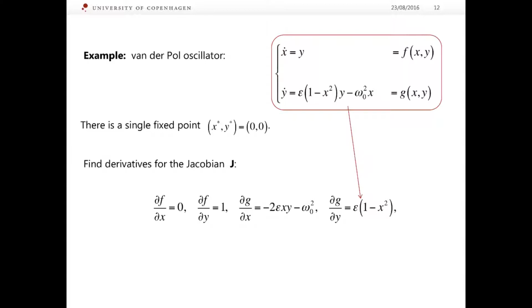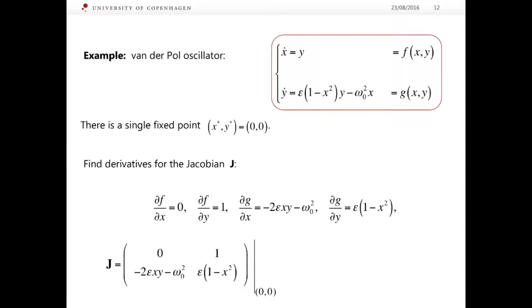Finally, the derivative of g with respect to y can be found as follows. The second term in g does not depend on y at all, so its derivative is 0, and only the first term depends on y. And if we differentiate it, we obtain epsilon multiplied by the bracket 1 minus x squared. These derivatives allow us to form the Jacobian matrix as follows, in which we substitute the values of these derivatives into their positions.